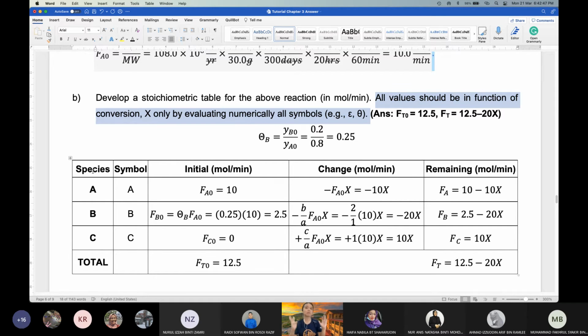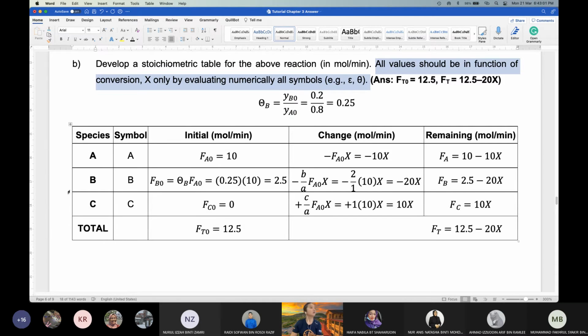So I skip the stoichiometric table part. You should be able to do this by yourself. Again, I have already given the final answer. And in fact, in this video you can see the table is already there. Please make sure you do it by yourself in this part so that you understand better. Okay, I go to the last part.